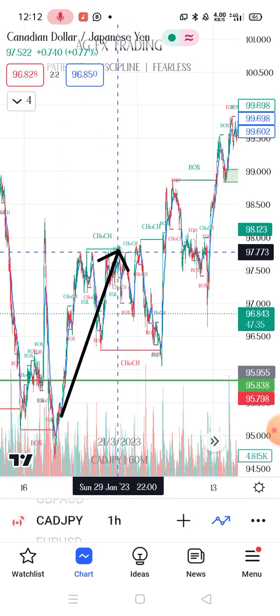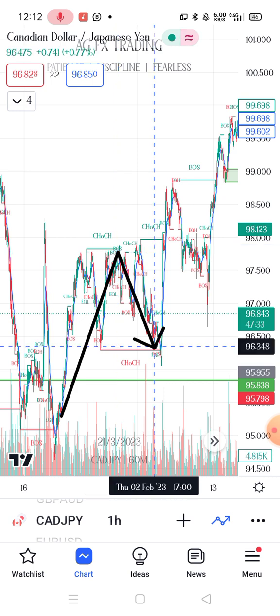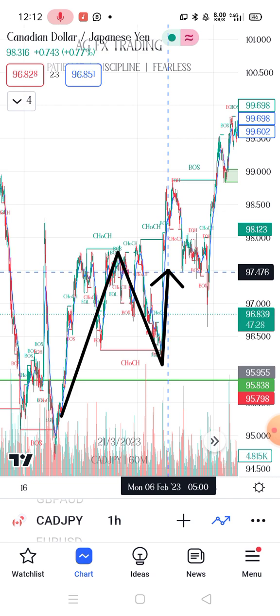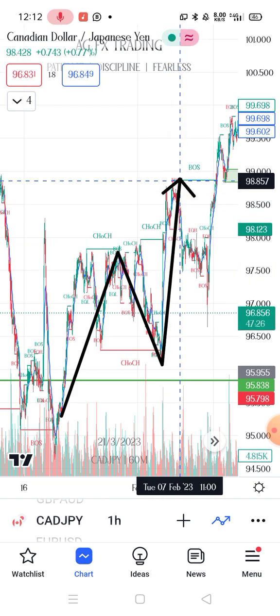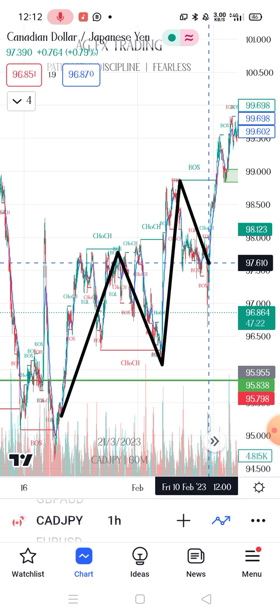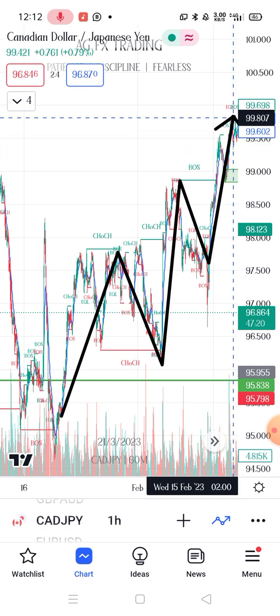Goes up. This is an impulsive move. Then it makes a corrective move. Then another impulsive move. Then a corrective move. Then an impulsive move. This is an uptrend. This is basically what an uptrend looks like.